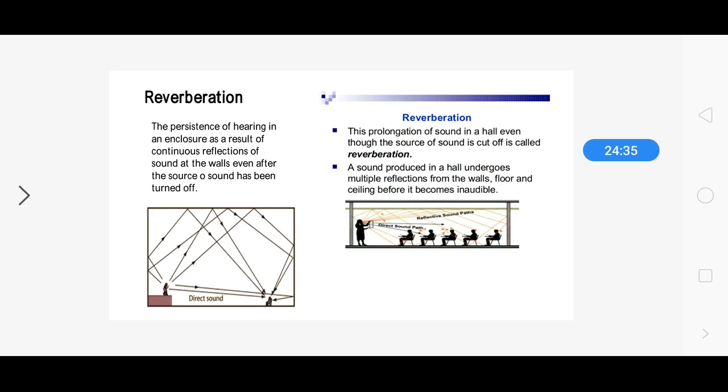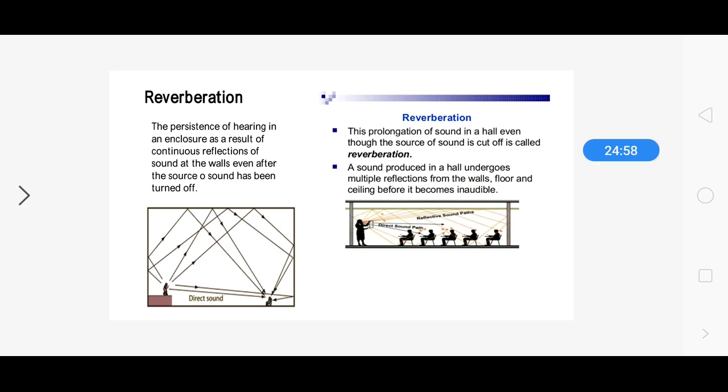So there is a small difference between echoes and reverberation. Echoes are due to one reflection of the sound, the reflected sound due to one reflection. Whereas in reverberation, there is a possibility for multiple reflections in an enclosure.